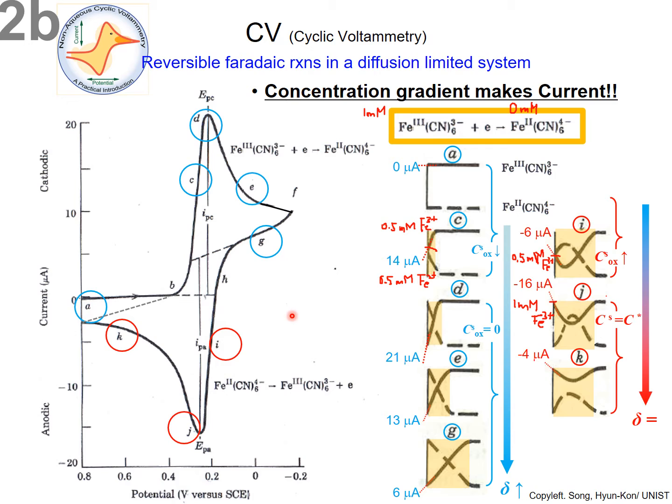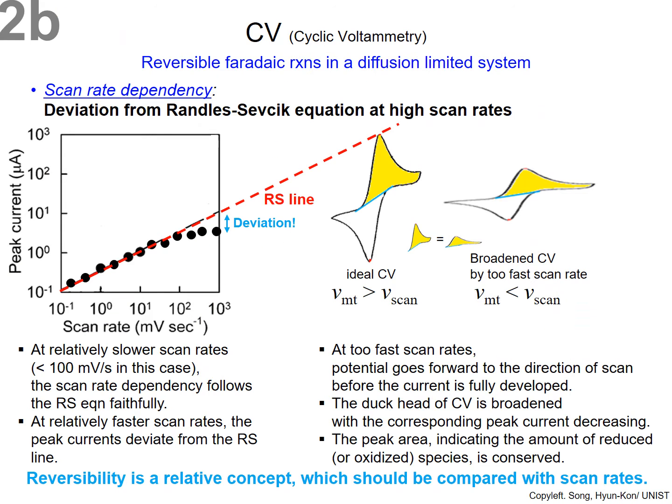So you should understand the cyclic voltammogram from the viewpoint of concentration gradient. You have learned about the Randles-Sevcik equation, and reversible electrochemistry in a diffusion limited system should follow the Randles-Sevcik equation. However, sometimes you can meet the deviation from the Randles-Sevcik equation in terms of scan rate dependency. Let me check that kind of possible deviation, even for the reversible reactions.